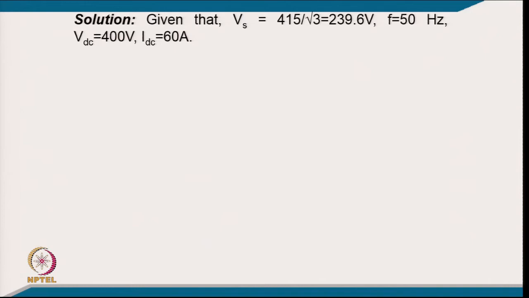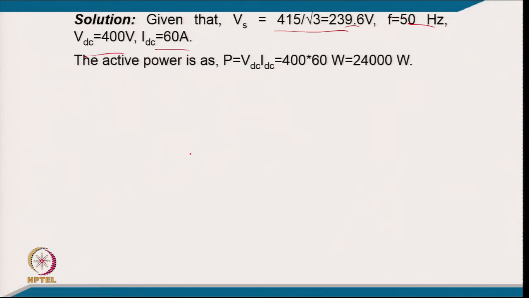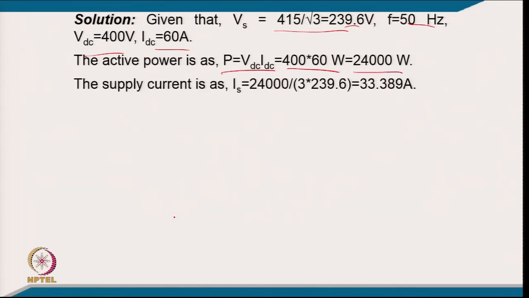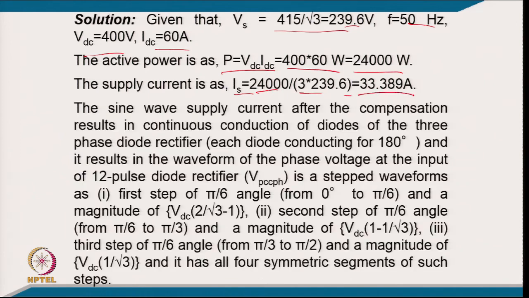This is the voltage we have to inject in the case of this typical non-linear load of a 12 pulse converter. Now, coming to the solution: given that the supply voltage is 415 by root 3, that is 239.6 volt, 50 hertz, the DC link voltage is 400 volt and the DC link current is 60 ampere. The active power drawn by the load is P equal to VDC IDC, that is 400 into 60 watt, that is 24,000 watt or 24 kilowatt. The supply current is estimated as the active power 24,000 watt divided by 3 into 239.6 volt. So, it comes to 33.389 ampere.